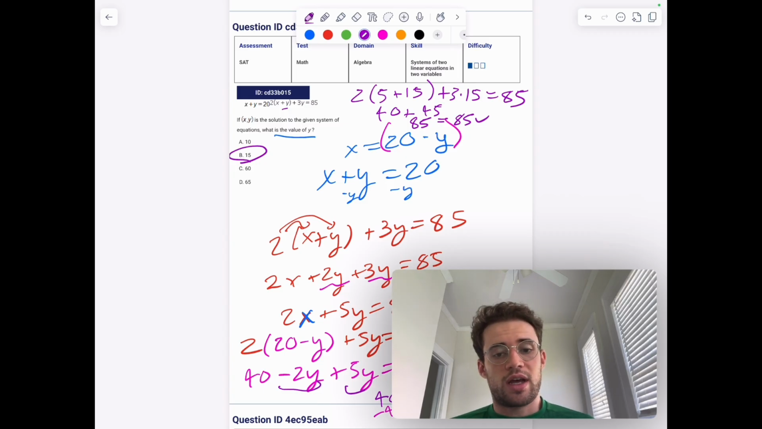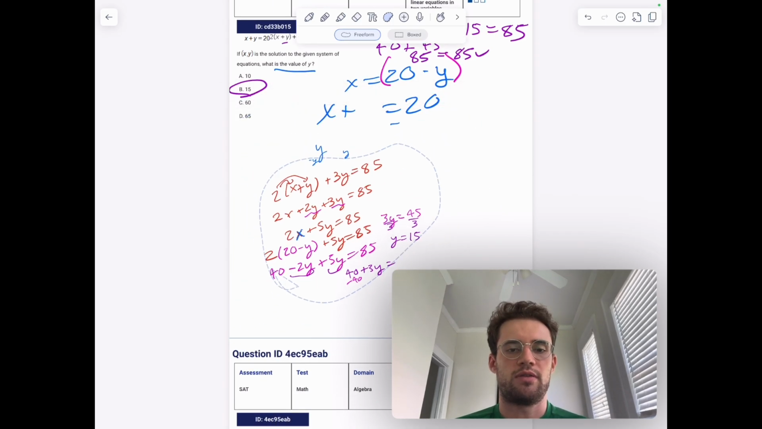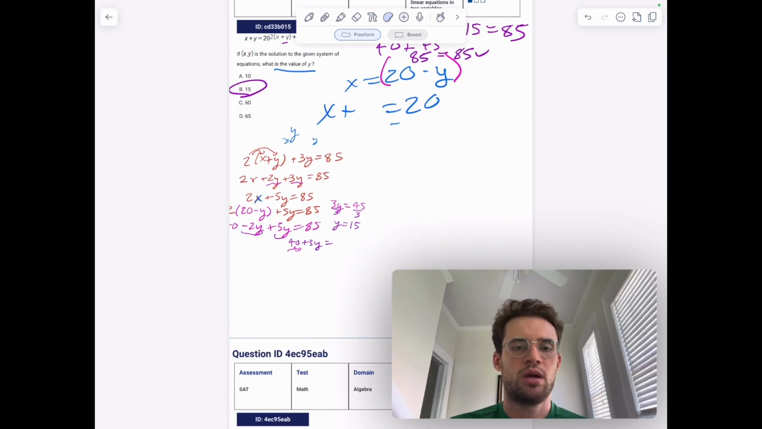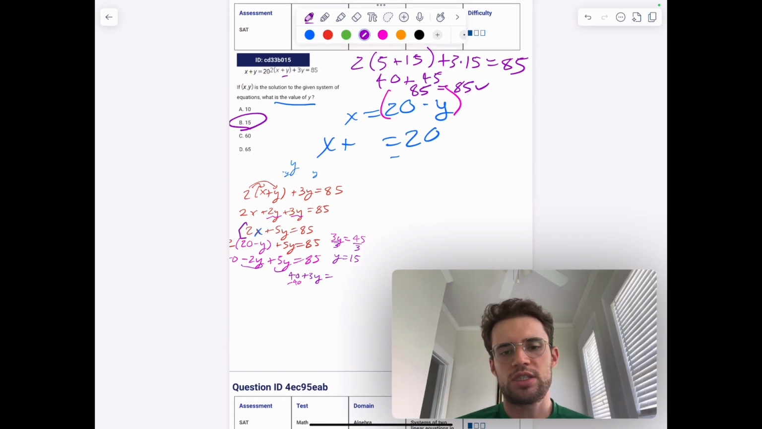The other way you could have done this is, instead of substituting, you could have done elimination. So I'm just going to show that really quickly in case anyone feels more comfortable doing elimination. In this case, I might have done elimination. So first, once you have this equation simplified, those steps would be the same. You have 2x plus 5y equals 85. Right?